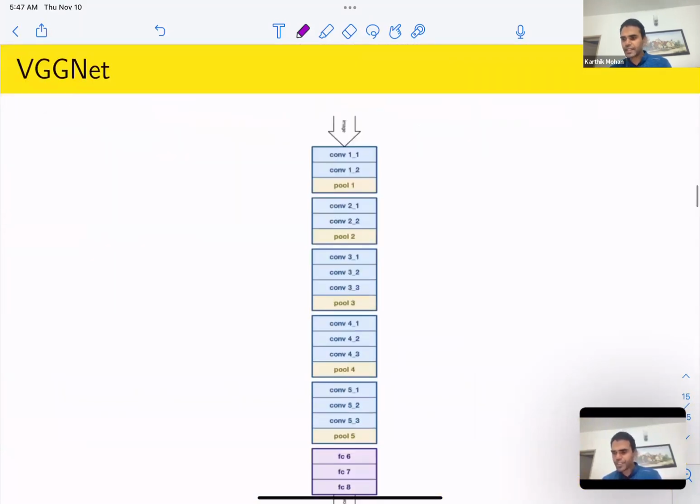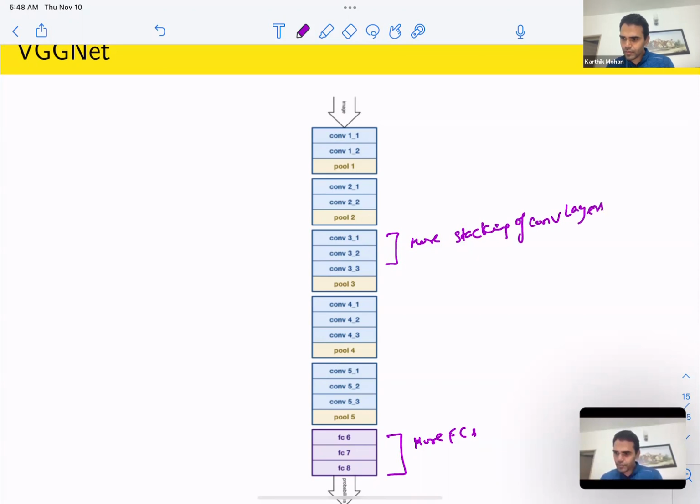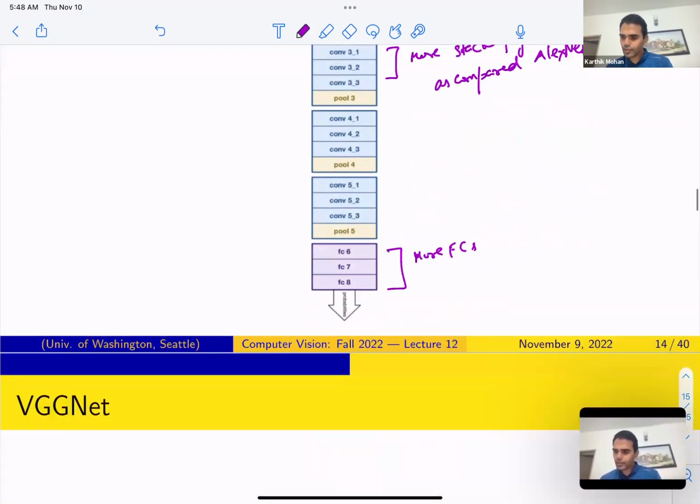And then we have VGGNet. This was the first major departure from AlexNet, and it had many more layers of convolution stacked before going to the next layer, before the pooling happened. And it also had more fully connected layers at the end. So more stacking, as compared to AlexNet, right.